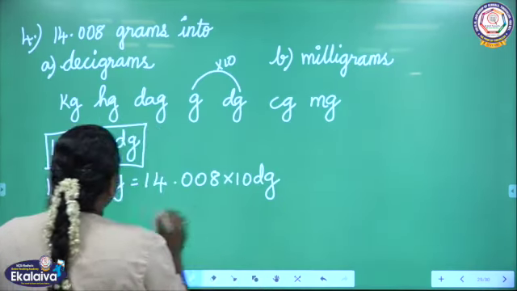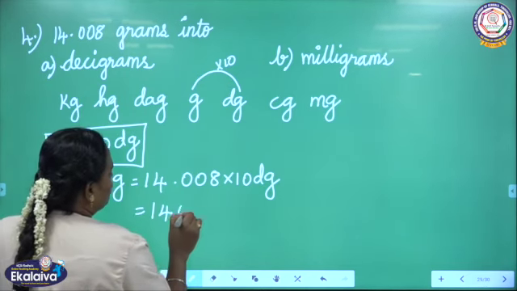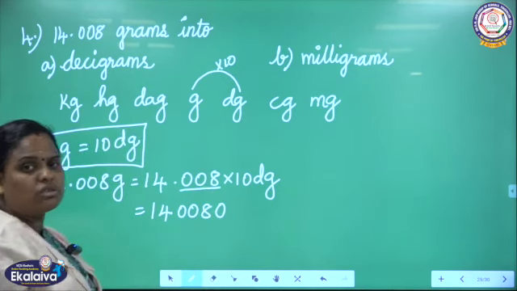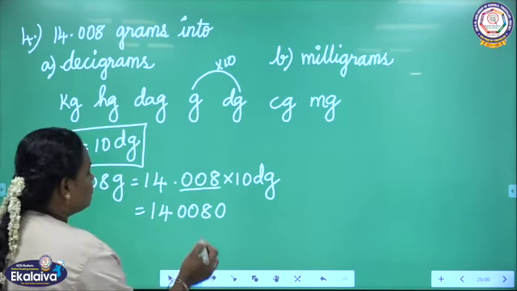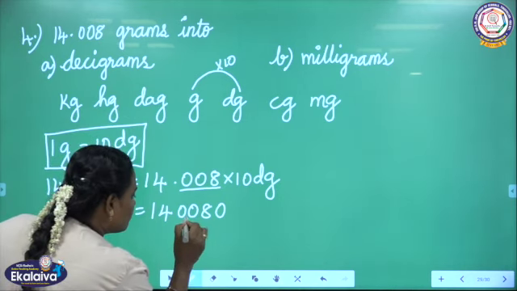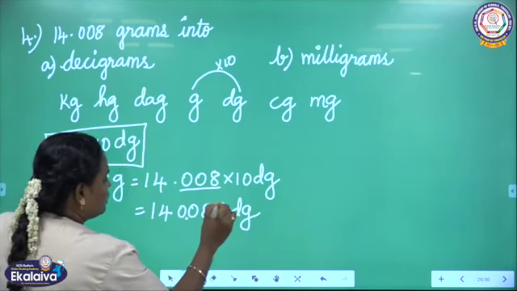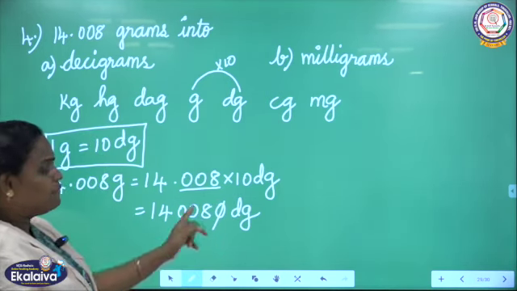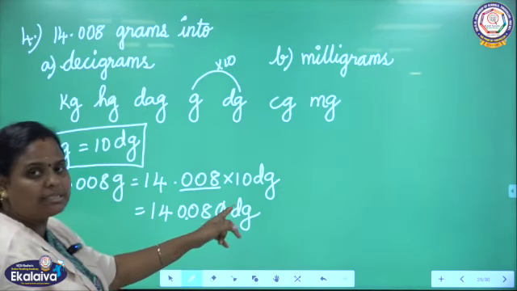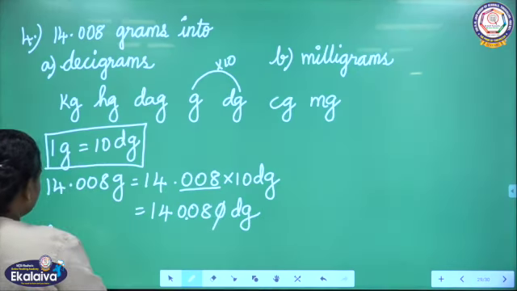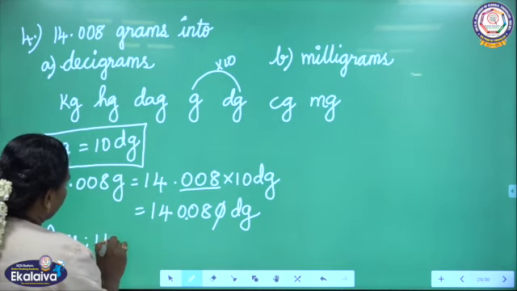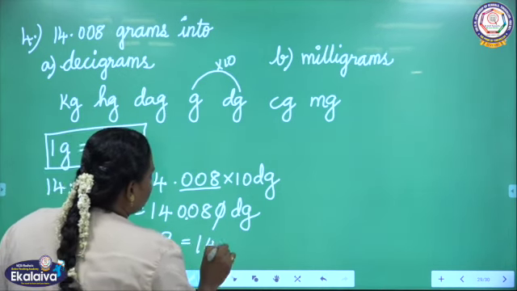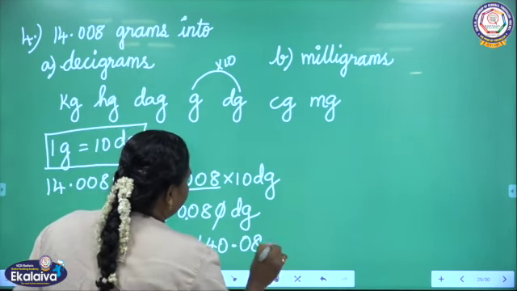If you multiply by 10, you can write 14008, then this 0. How many decimal places, children? 3 decimal places, so leave 3 digits, 1, 2, 3. Before the number, if zeros are there, don't take away that. After the digit, if only zero is there, then you can take away that zero. So tell me the answer. 14.008 gram equal to 140.08 decigram.